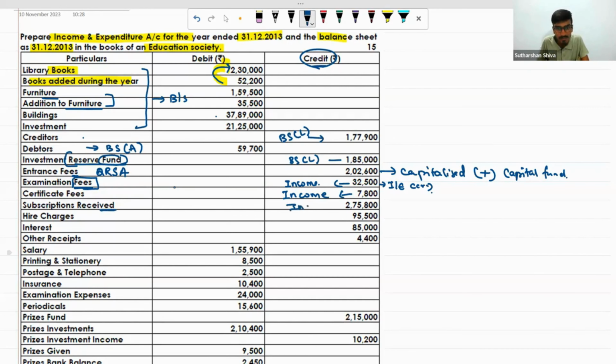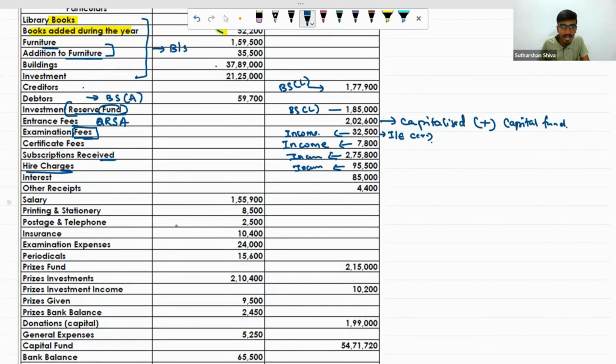Subscription received, obviously you know it is an income, the major and main source of income. Hiring charges is the day-to-day charges, and they have given it on the credit. They have given something, and from that they are getting some money, so it will be treated as income. Don't simply close your eyes and put it on the expenses side, even though hiring charges are usually on the debit. Here they have given it on the credit. If it is a credit, it will be treated as income, and you should show it on the credit side of the income and expenditure account.